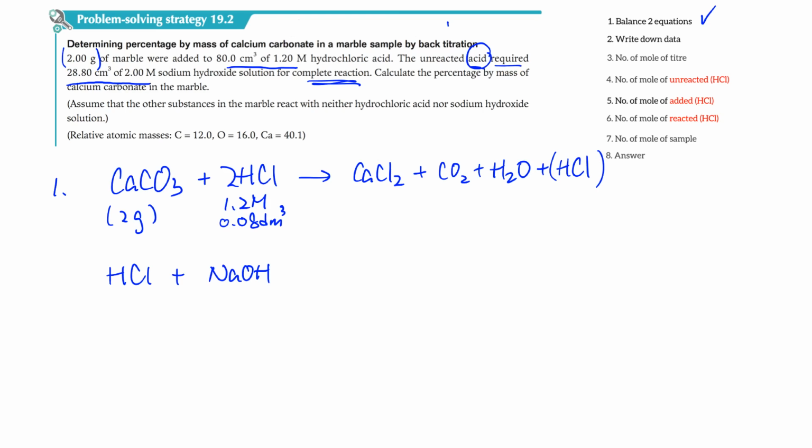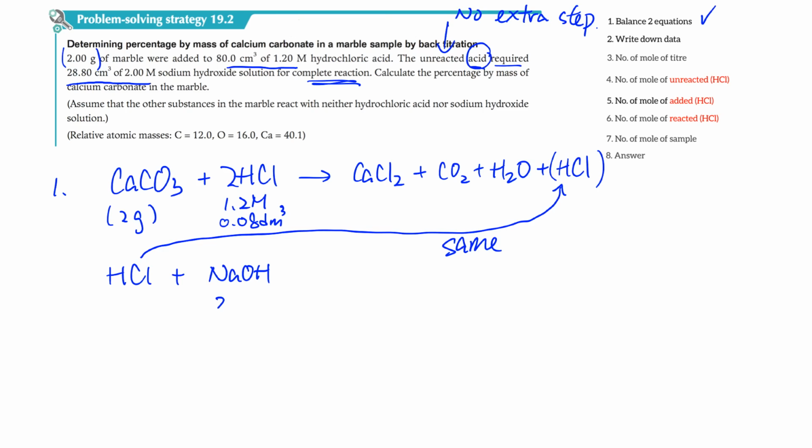So that means in the process, no extra steps are involved. We didn't take part of the solution out. So this will be the same as all the HCl we have used. The NaOH that we have added will be 2 M, and then we have 0.0288 dm³. So basically, we have finished writing down the data.